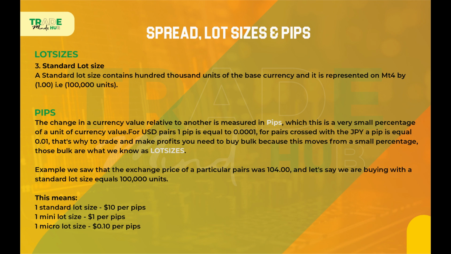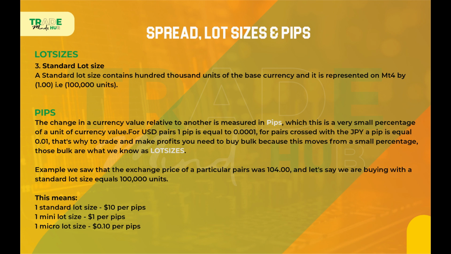This means that you're using 1 mini. So 1 mini means you're buying 10,000 units of the base currency. And in here, the base currency is gold. So if you use 0.10, you're buying 10,000 gold worth of gold when you use this lot size. How can you buy gold? That's where leveraging comes into play.